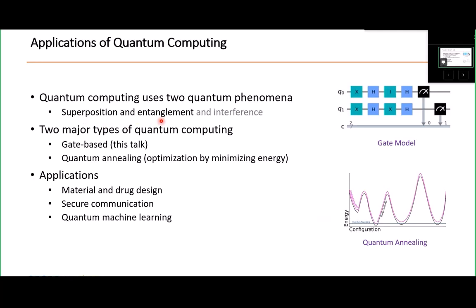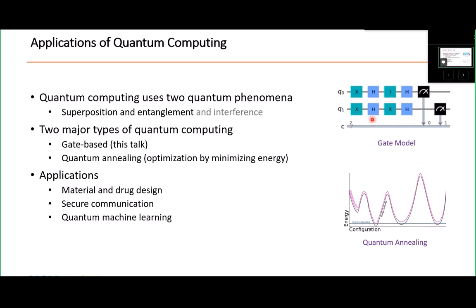We have been using quantum mechanics in our classical computer. We know that, right? Because, for example, the transistor that is developed has a band gap, it's all based on quantum mechanics. But it does not use superposition and entanglement to do computation. There are two major types of quantum computing. One is the gate model, and the other is quantum annealing.